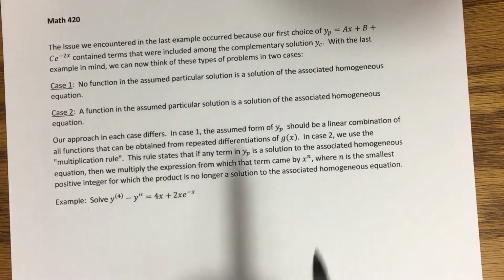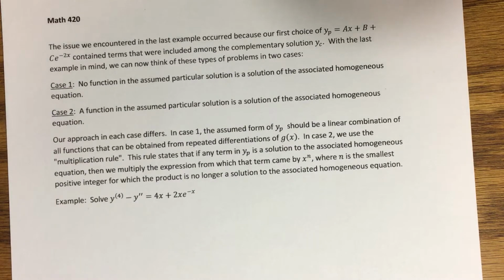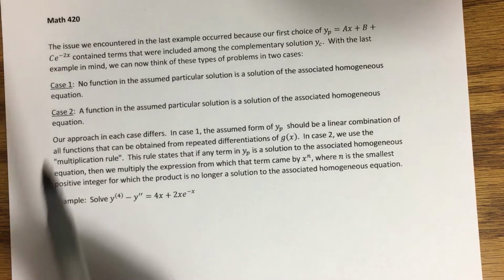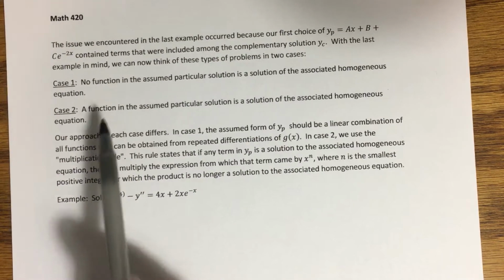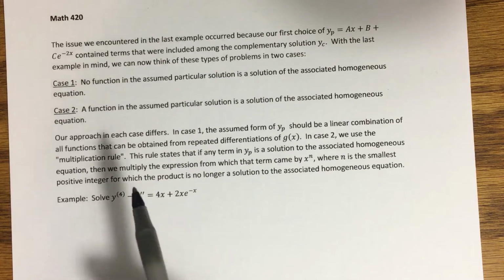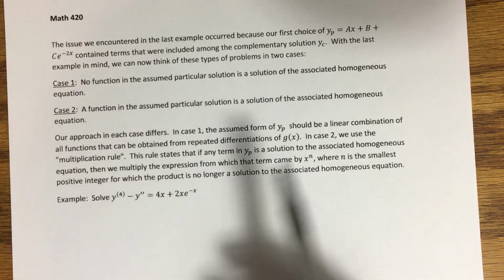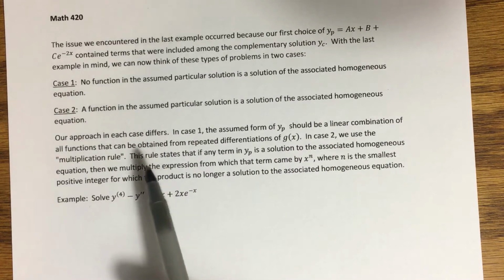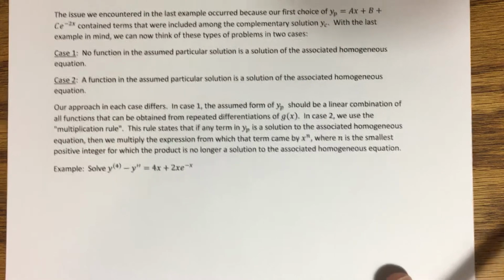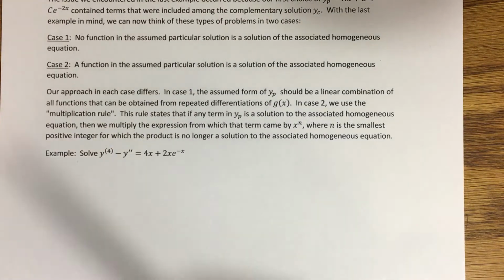Now, case 2 is like the example that we just looked at. The first 4 examples that we looked at across the first 2 videos in this section were all case 1. Case 2 is that 5th example, that one we just looked at. Case 2 is when a function in your assumed particular solution, yp, is also a solution in the associated homogeneous equation. In other words, they have terms in common, or at least the form of those terms are in common.